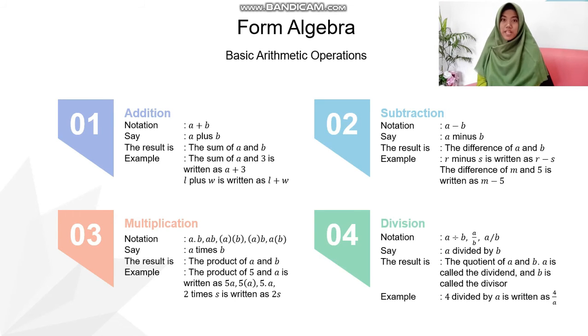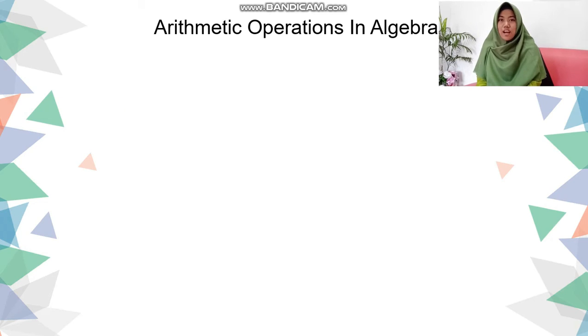To write algebraically, we need some operation symbols as well as numbers and variables. These are several types of symbols we will be using. There are addition, subtraction, multiplication, and division. We have studied these 4 operations since elementary school, so maybe you already understand about this. Okay, now we will start the discussion about arithmetic operations in algebra.